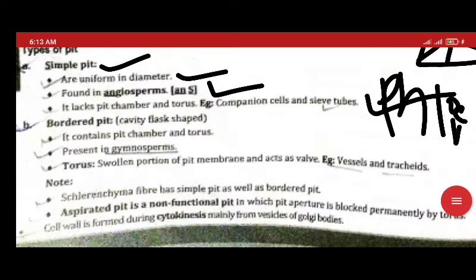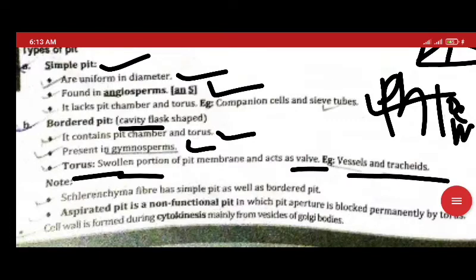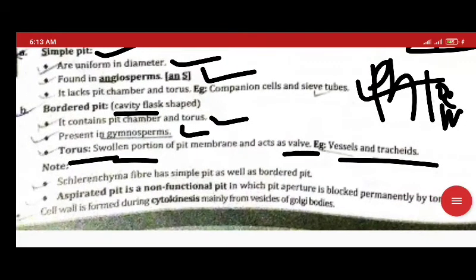Now bordered pits have an inner cavity containing a pit chamber, present mainly in gymnosperms. And the torus is a swollen portion that acts as a valve in vessels and tracheids. Sclerenchyma fiber has both simple pits and bordered pits. Sclerenchyma is our mechanical type of tissue, so it contains simple pits and bordered pits.